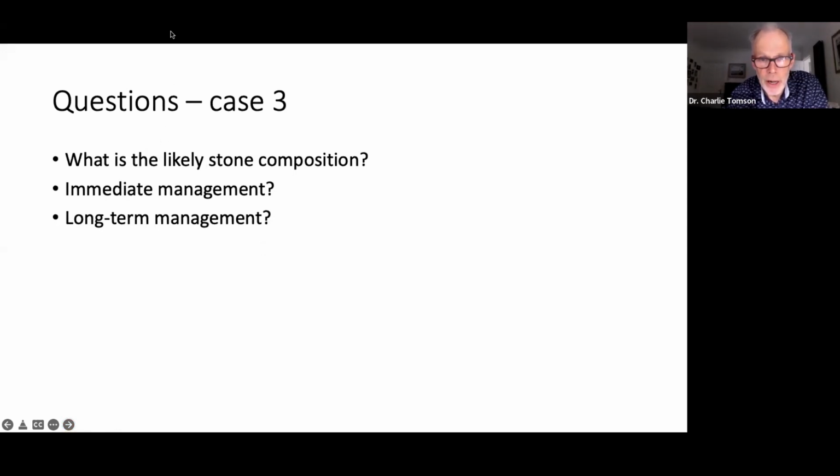And the answers are coming in thick and fast, and most people are saying uric acid. Somebody has said calcium oxalate, which is less likely because the stone was radiolucent on plain radiology, where calcium oxalate kidney stones are radio-opaque, particularly if they're big. So these are uric acid stones. I've also noticed there are some questions in the Q&A, and I'm going to return to those in a minute. So the likely stone composition here is a uric acid stone.